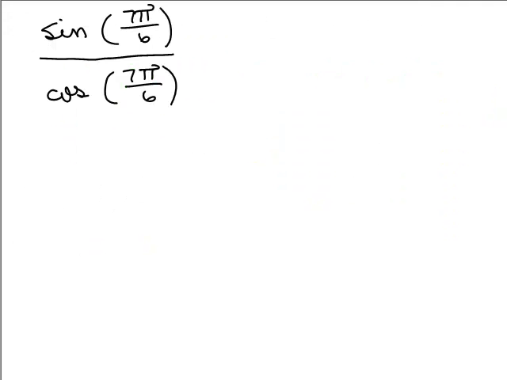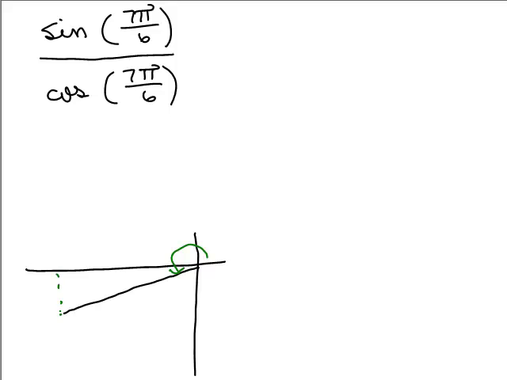Sine of 7 pi over 6 over cosine of 7 pi over 6. All right, so we have to figure out both the sine and the cosine here. So let's just draw the picture of where 7 pi over 6 is first. Let's see, well 6 pi over 6 would be right here, so we're going to have to go another little bit. And that's our angle. And that is a 30, 60, 90. I always exaggerate it so it's obvious it's not the 45, 45.